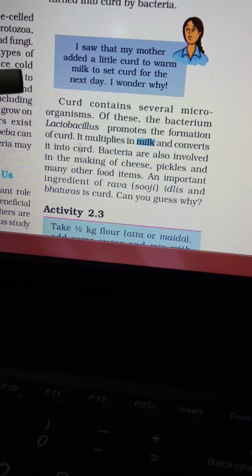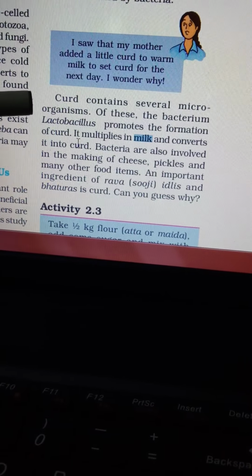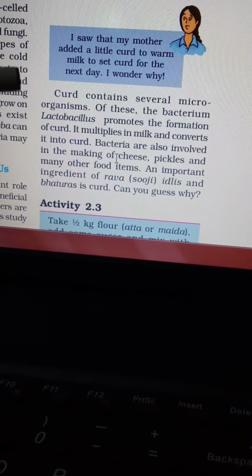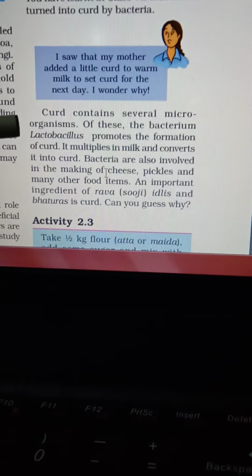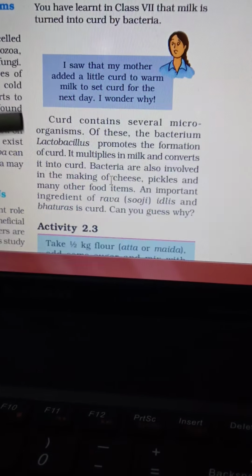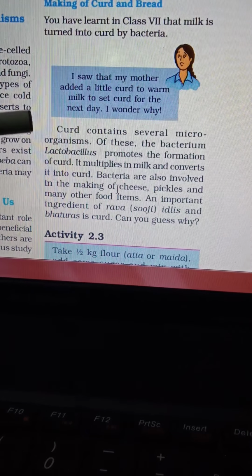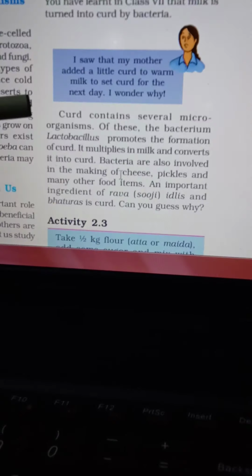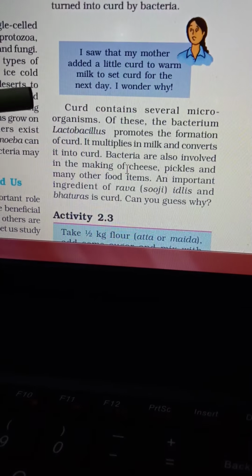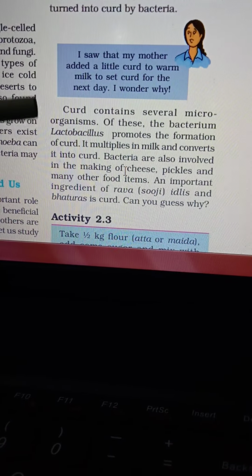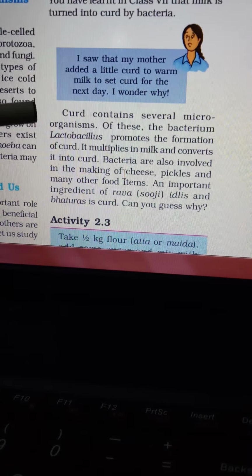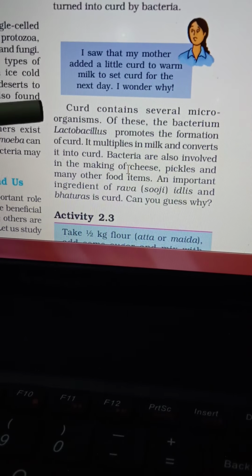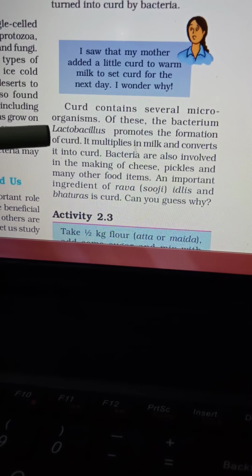You know the inoculum, no? You see at home, mom used to add a little bit of curd as inoculum in the milk, and overnight they will keep it. Early next morning, we'll be able to see curd. How does it happen? That is because of the multiplication of this lactobacillus, and that lactobacillus converts that milk into curd.